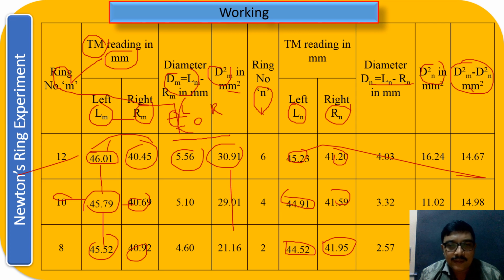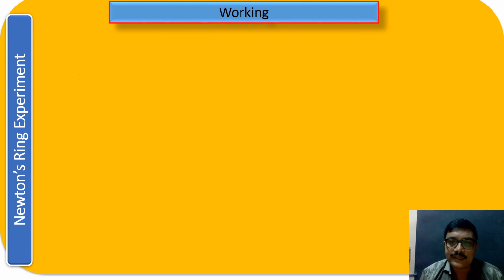So on for m rings, then the same for n rings also. Okay, now you see here for n rings also you have finished. Then finally in the last column you see d square m minus d square n. I'm getting 14.67, 14.98, and so on. Then calculate the average. With that average, one can estimate the radius of curvature of the plano convex lens. Now we should move further.